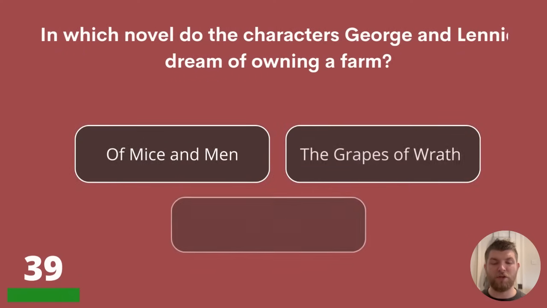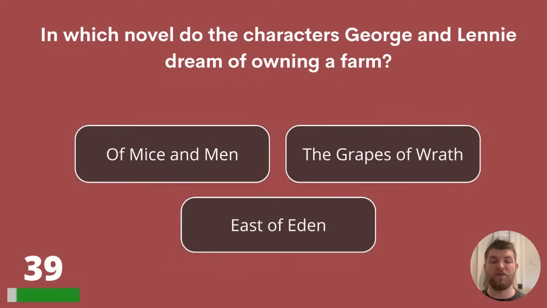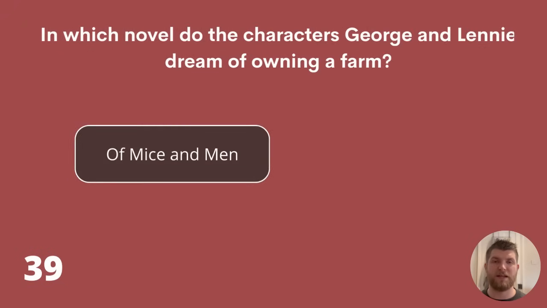39. In which novel do the characters George and Lenny dream of owning a farm? Of Mice and Men, The Grapes of Wrath, or East of Eden? The answer is Of Mice and Men.